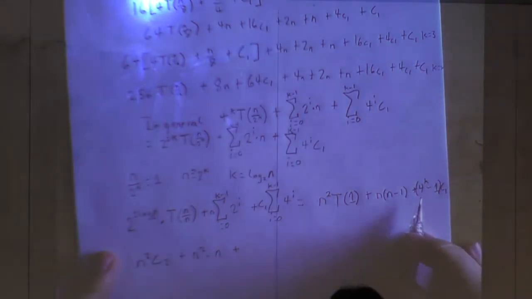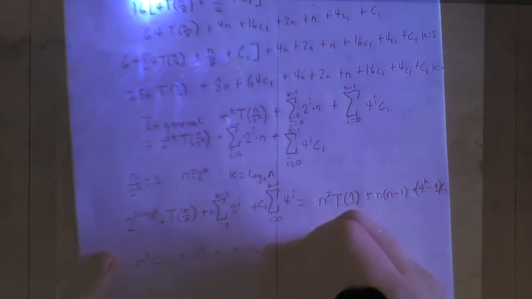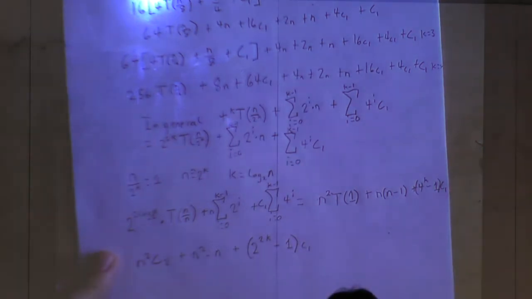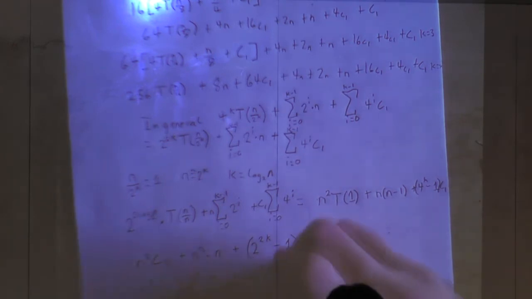And then if we take this 4 to the k minus 1 and we make it 2 to the 2k minus 1, we'll have 2 to the 2k minus 1. And what we can do from here, this is all multiplied by c1. And then from here, we can say n squared c2 plus n squared minus n plus, if we replace the 2 to the k with n, it'll be another n squared. So n squared minus 1, and we multiply it in, it'll be c1 n squared minus c1.